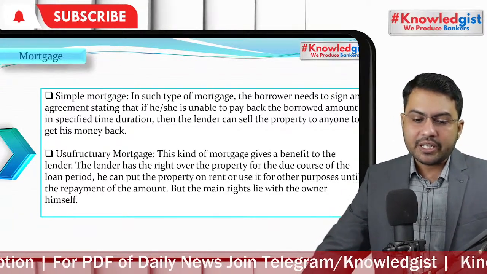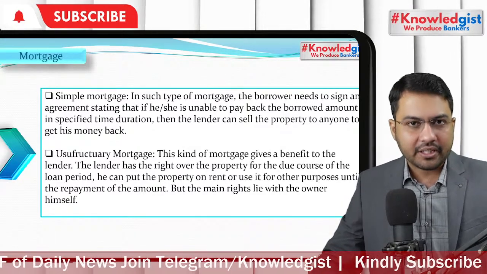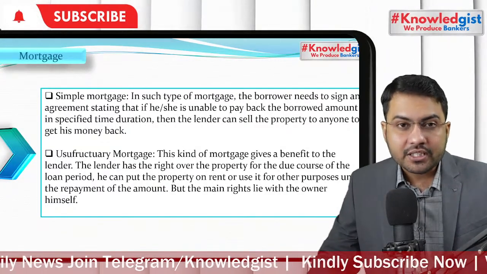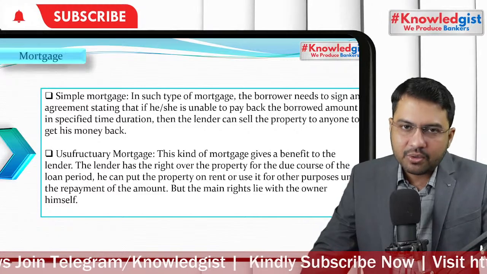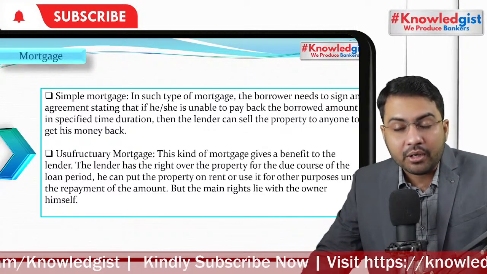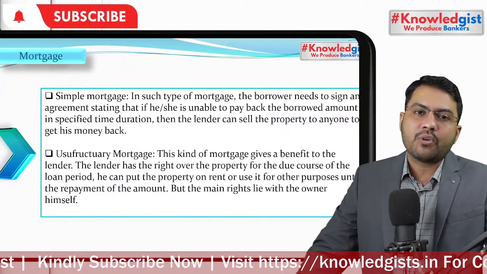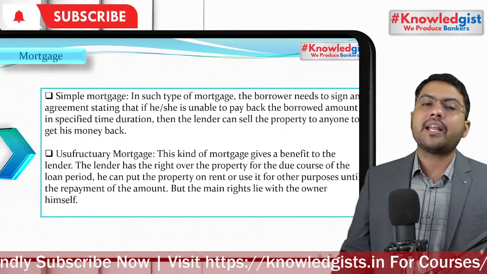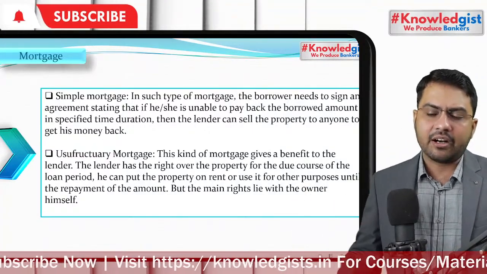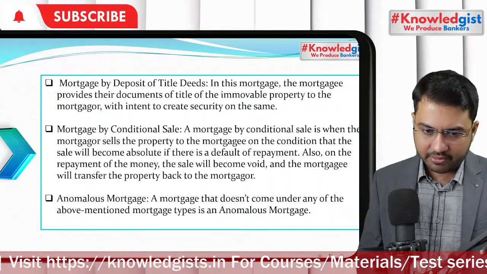See, what happens in a usufructuary mortgage? The ownership will be with the customer, but the possession will be with the lender. So as long as the money is not repaid, the lender or the bank can lease the property to someone else and earn the rent income. Once it is paid, it will be transferred back into the name of the customer. Clear?